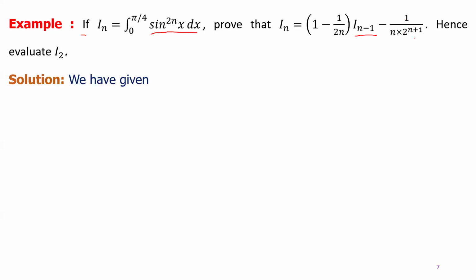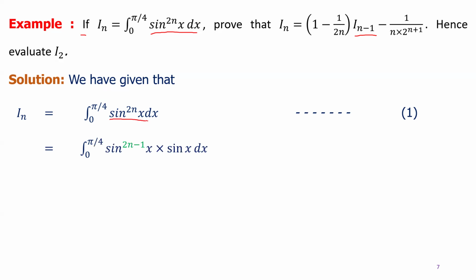How to solve these questions? We have given that I_n is equal to the integration of sin^(2n)x dx under the limit 0 to pi by 4. We will first find the reduction formula of sin^(2n)x dx. For this purpose, we break sin^(2n)x into two parts, sin^(2n-1)x and sin x, under the same limit.